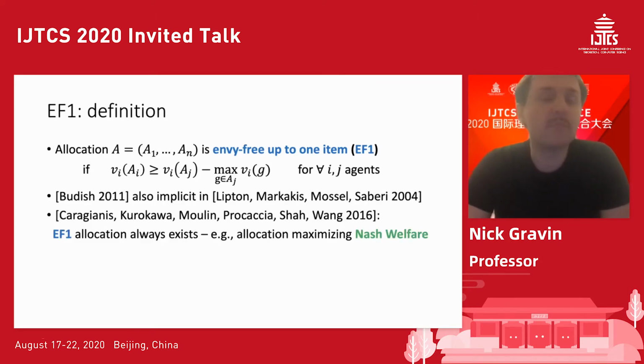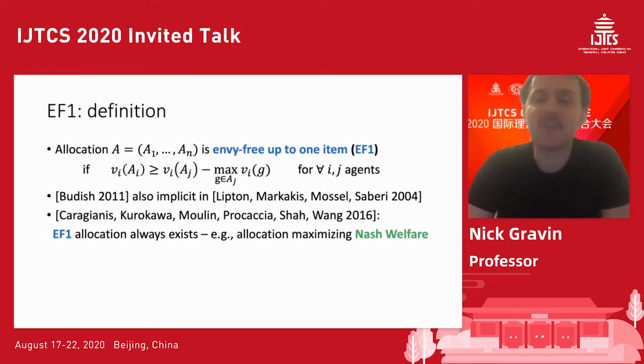So this notion, I think, was first formalized in the paper by Budish in 2011, but it was also implicitly stated as early as 2004 in the paper by Lipton et al. And actually, it's not that hard to prove that there exist envy-free up to one item allocations. Specifically, you can consider the allocation that maximizes Nash welfare.